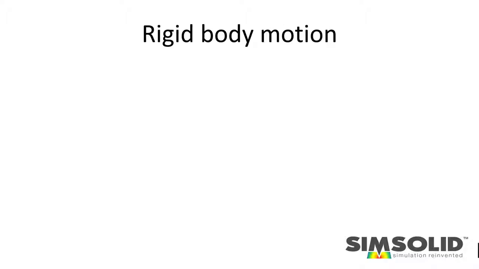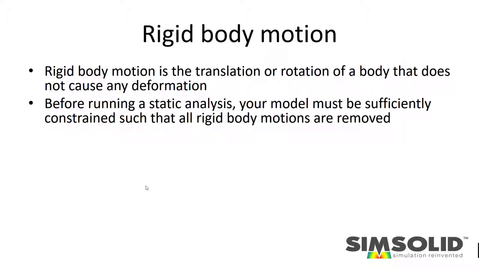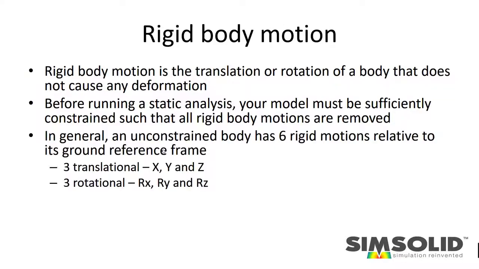So always an exercise with static, linear or nonlinear analysis is to remove any rigid body motion from the model. So what is rigid body motion? Well, rigid body motion is simply any translation or rotation of the body that does not cause any deformation. We have to get that out in most cases. If you do inertial relief, that's an exception, but we won't go through that today. And remember, these rigid motions in general for bodies are 6 motions: 3 that are translational, in the X, Y and Z directions, and 3 rotations around those axes.